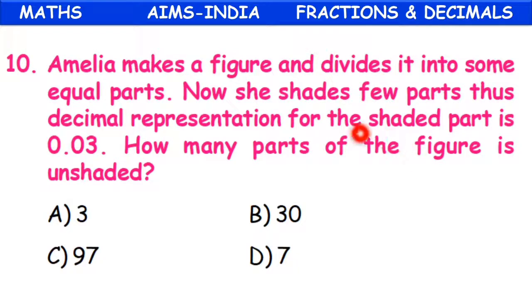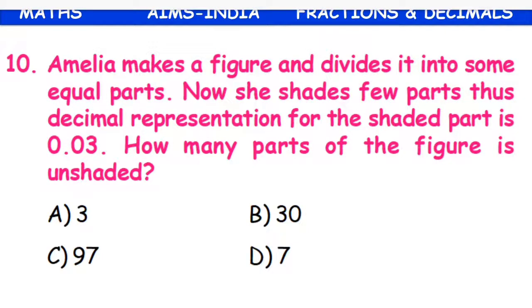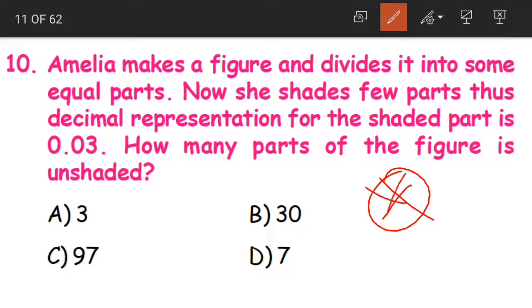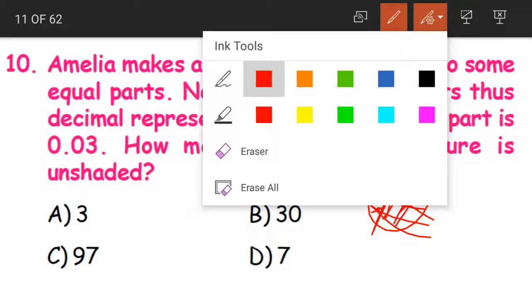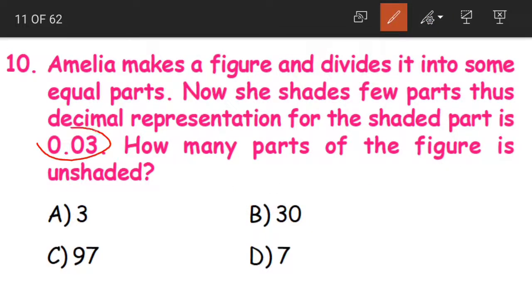Amelia makes a figure and divides it into some equal parts. Now she shades a few parts, thus the decimal representation for the shaded part is 0.03. How many parts of the figure are unshaded? Now what is this question? Understand it carefully. What did our Amelia do? She took a figure and divided it into some equal parts, and then she shaded a few of the parts, and that shaded part represents the decimal number 0.03.